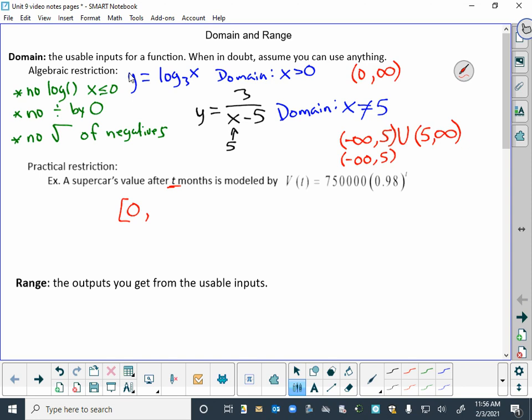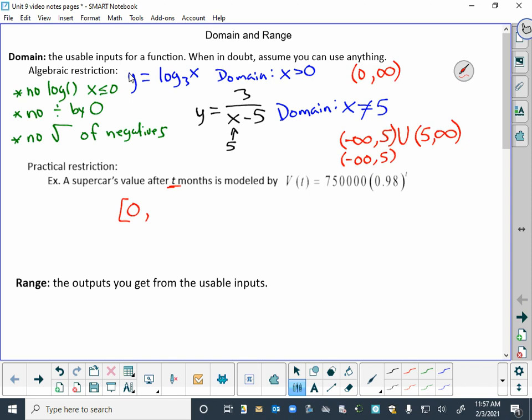We're familiar with that in exponential equations. Okay. But where does this go to? Can this go to infinity? We know that the exponential equation is allowed to use any possible input, so that's allowed to go to infinity. But this probably doesn't make a lot of sense after a certain point. Okay? A supercar after 200 years, this model probably doesn't work anymore.